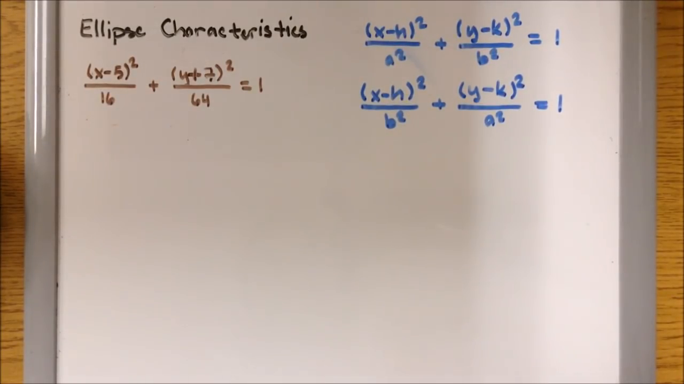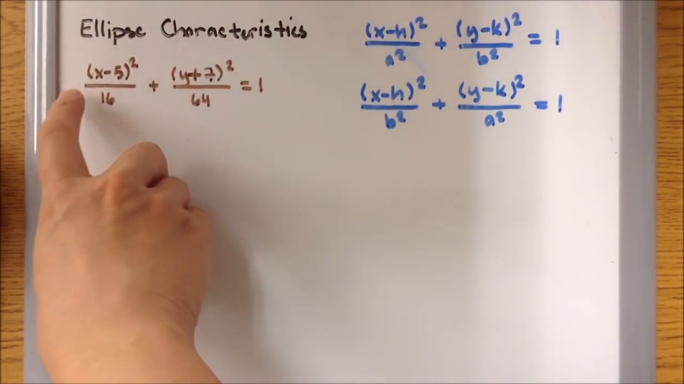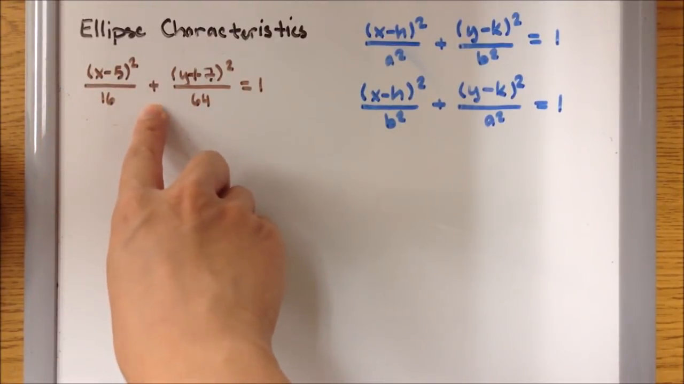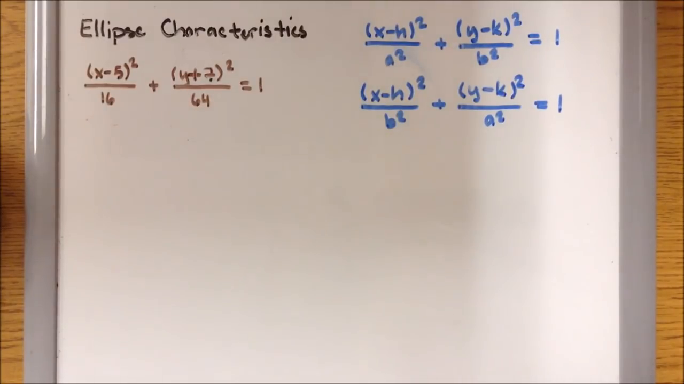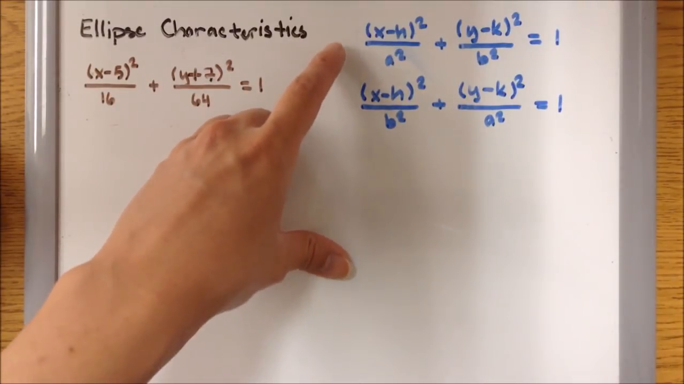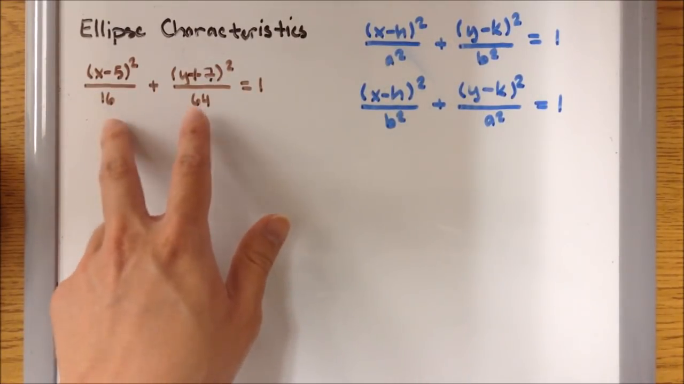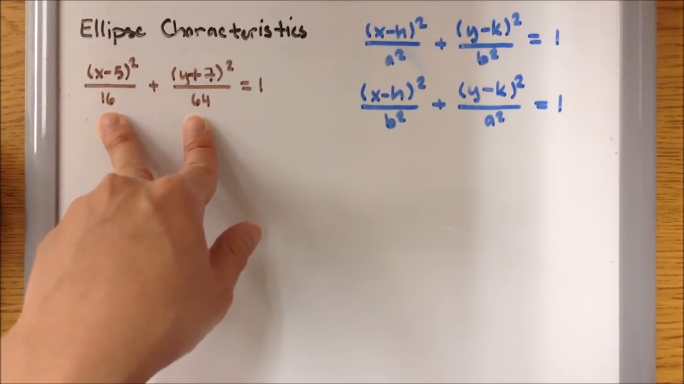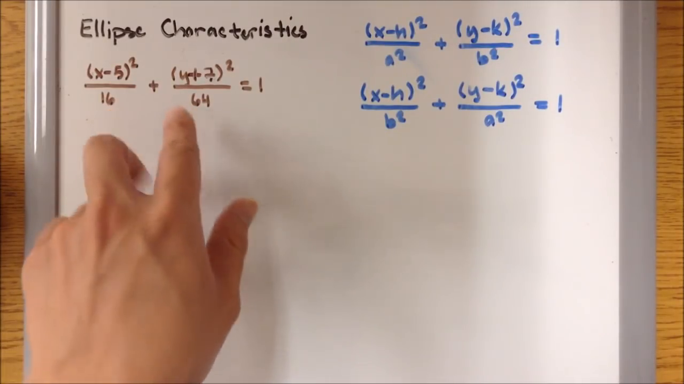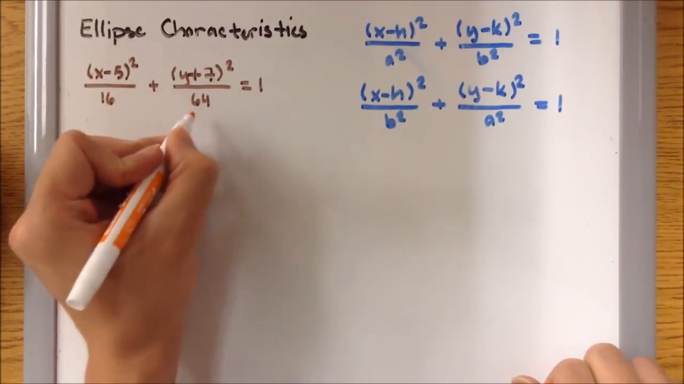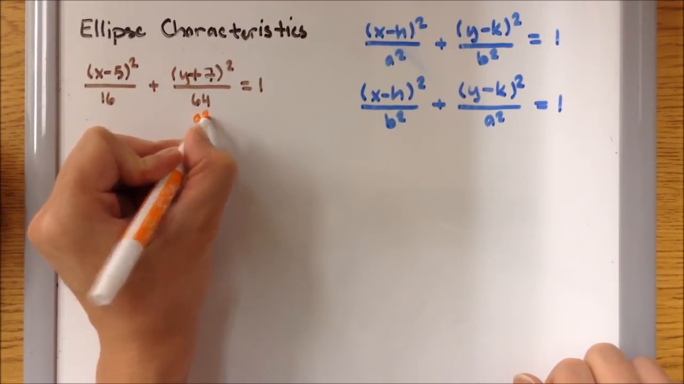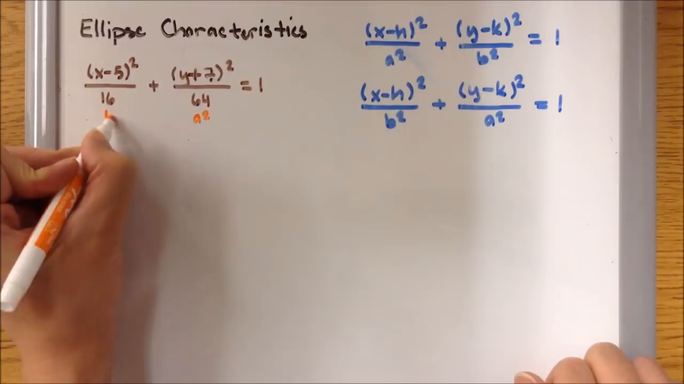In the second example, we have the square of x minus 5 over 16 plus the square of y plus 7 over 64 equal to 1. So first we have to identify which standard form for equation of ellipse to use. So we identify the bottom numbers, our denominators, and which one is the bigger number, 64. So 64 will go with a squared. And the smaller number will go with b squared.